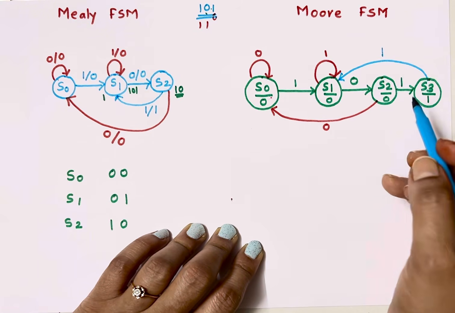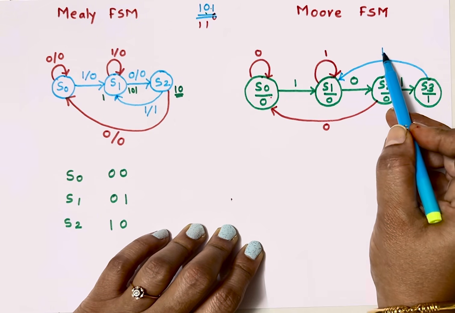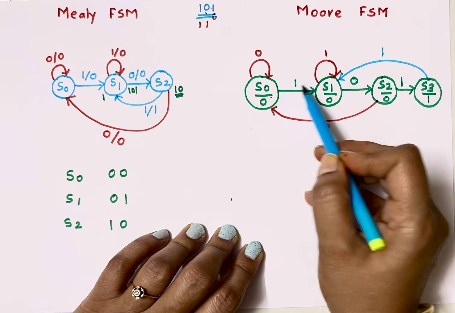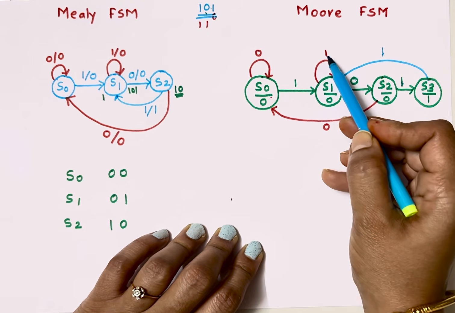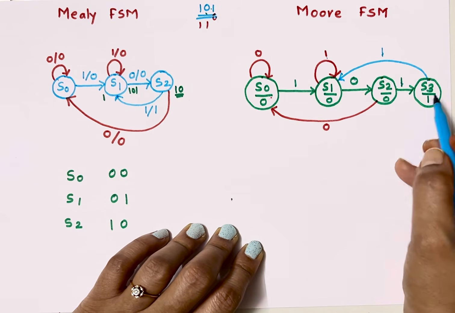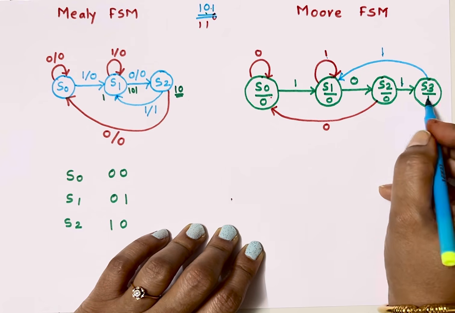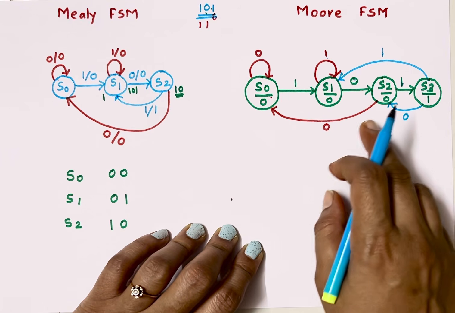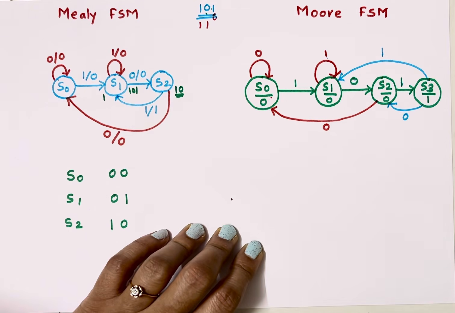If 1 comes, it can be like this: this is my first 1 in the sequence. So my sequence can be 1, 0, 1. Or it is like this is my first 1. So 1, 0, 1, and here the entire sequence will get detected. Here, if it is 0 at S3, if the bit is 0, it will go to S2. So this is my state diagram for Moore FSM, for 101 sequence detector.